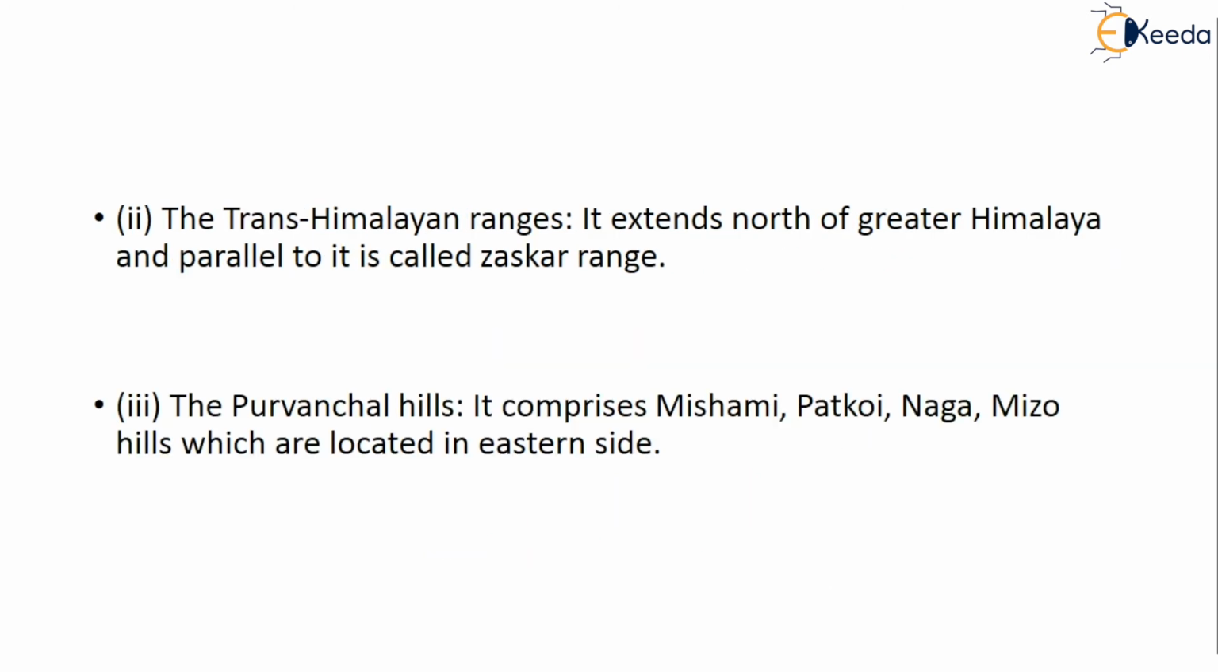Coming to the second variety, that is the Trans-Himalayan ranges. It extends north of the Greater Himalayas and parallel to it, which is called the Zaskar Range. Coming to the Purvanchal Hills, it comprises mainly the Mishmi, Patkai, Naga and Mizo hills, which are located on the eastern side. The Meghalaya plateau is also part of these hills, which includes the hills of Garo, Khasi and Jaintia. Remember, the Meghalaya plateau is also part of these hills.